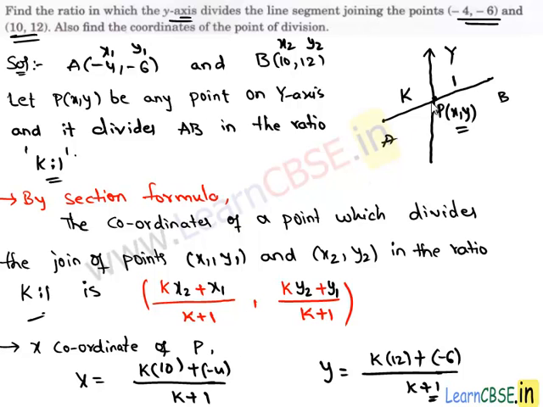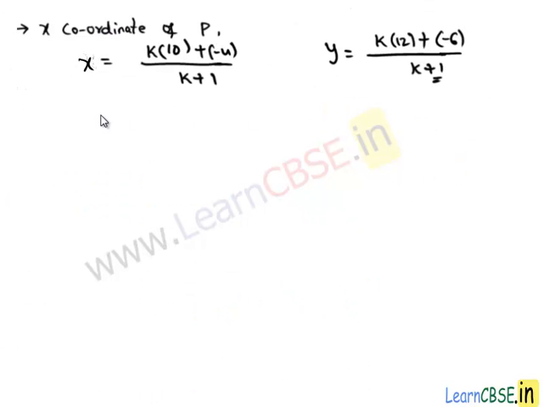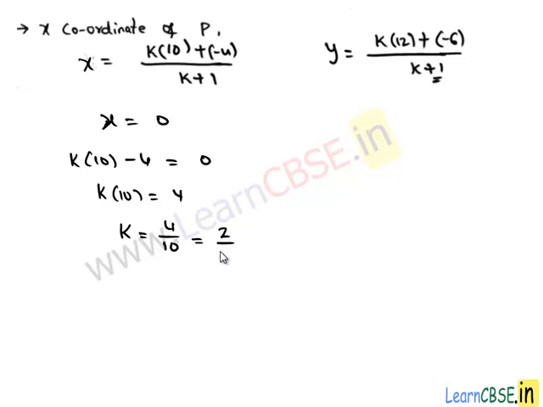Since the point P is lying on the y-axis, its x-coordinate must be 0. So we equate its x-coordinate to 0 and find the value of k. Then we have k times 10 plus -4, which is equal to 0. k times 10 is equal to 4. By dividing by 10 on both sides, we get the value of k, which is 4 upon 10. Here numerator and denominator contain the common factor 2. So we have 2 upon 5. The required ratio is 2 upon 5.